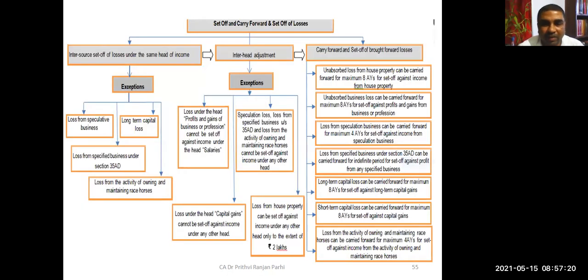Now, the exceptions that I have told you so far: first is inter-source setup. You see, 4 exceptions I showed you. Then inter-head setup. Again 4 exceptions I showed you. Then carry forward, 7 exceptions I showed you. These things we have already seen. Now everything is there, and these exceptions are very important for you. If you want, once again, I will insist since it is important, quickly go through it, have a comprehensive view.